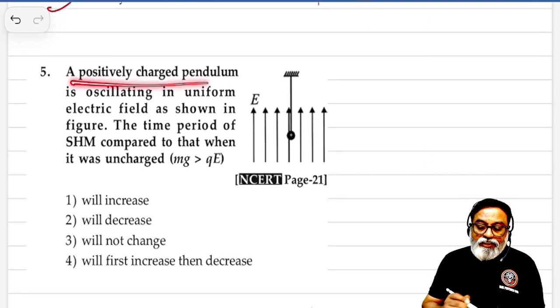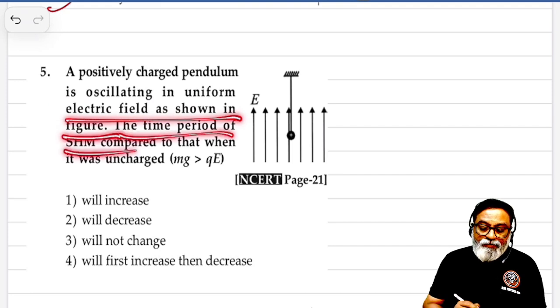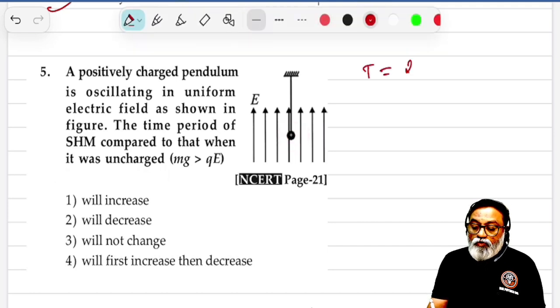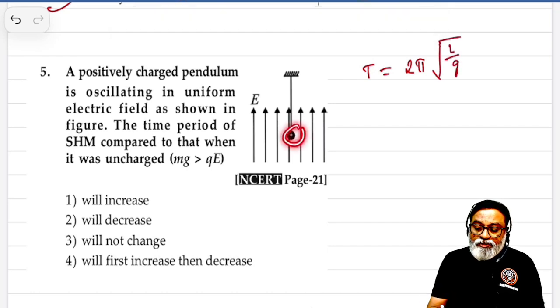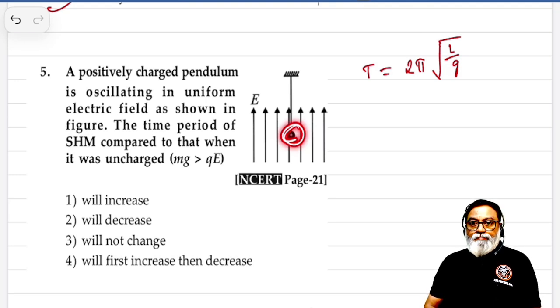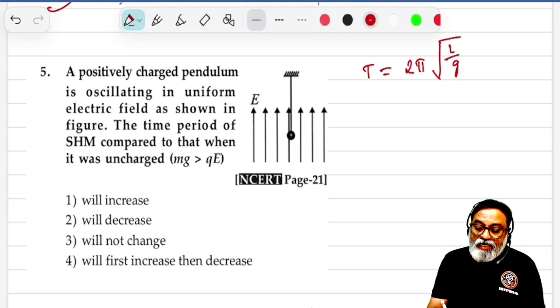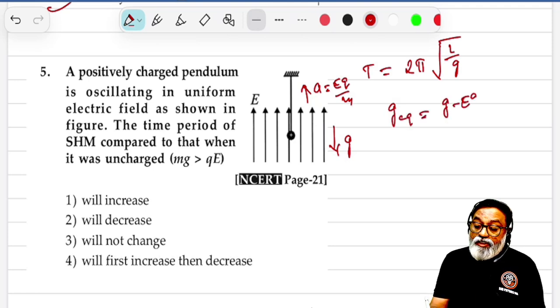A positively charged pendulum is oscillating in a uniform electric field as shown in the figure. The time period of SHM is compared to that when it was uncharged. If it is uncharged, the time period T is equal to 2 pi into square root of L by g. When a positive charge is placed in an electric field, force acts in the direction of the field. Therefore, acceleration is equal to EQ by m, and acceleration due to gravity acts downwards. Therefore, g equivalent is equal to g minus EQ by m.